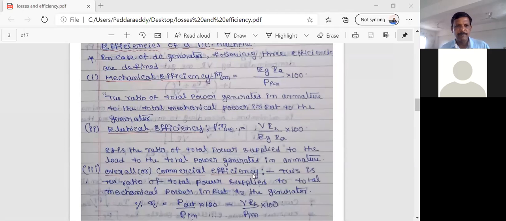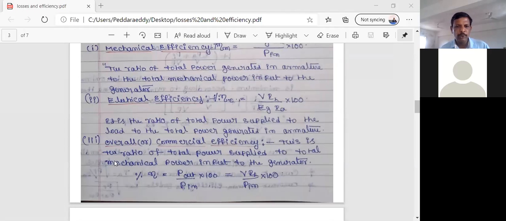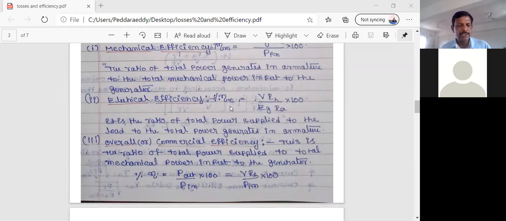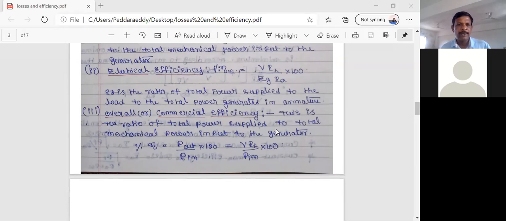Overall efficiency. This is the ratio of total power supplied to the total mechanical power input to the generator. P out by P in. P out means VI. As for the input power, we don't know the mechanical input; we can never calculate the mechanical input. So that's why we directly take the mechanical input as P input. These are the efficiency formulas: mechanical efficiency of a DC generator, electrical efficiency of a DC generator, overall efficiency of a DC generator.